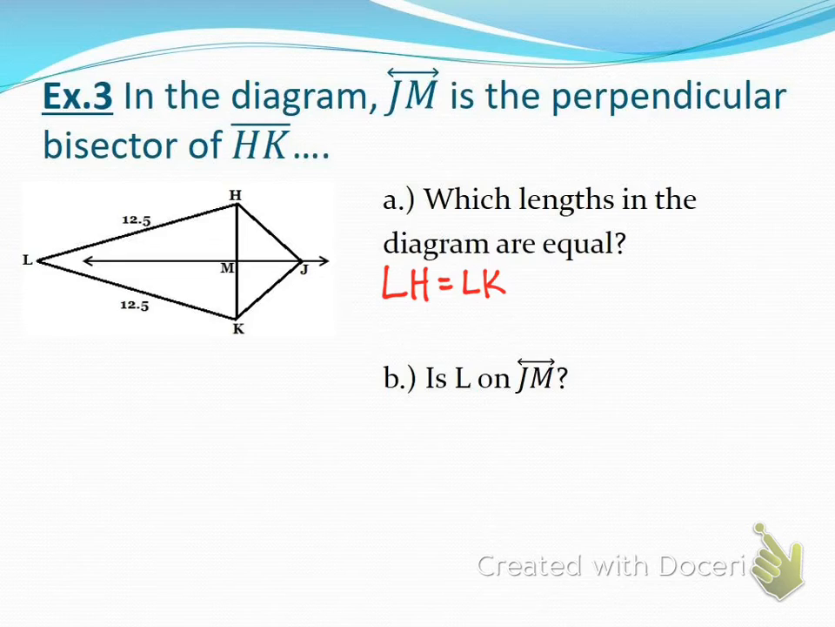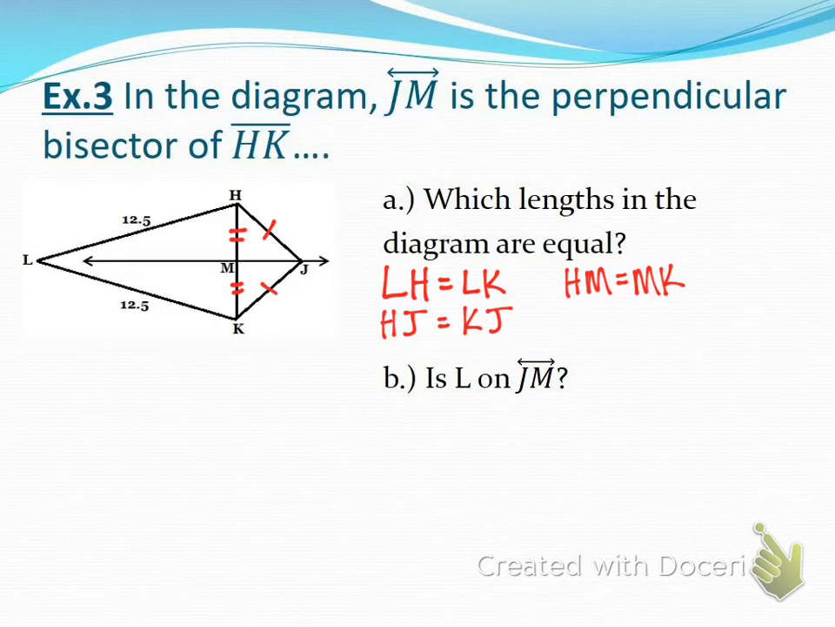That's one of them. What's another one? HJ and KJ on the other side of the perpendicular bisector. There's one more. Good. We have a perpendicular bisector, which means that segment itself is getting bisected. So HM and MK would have to be equal to each other. If you wanted to put congruence marks in the diagram, you can. Questions about 3A?